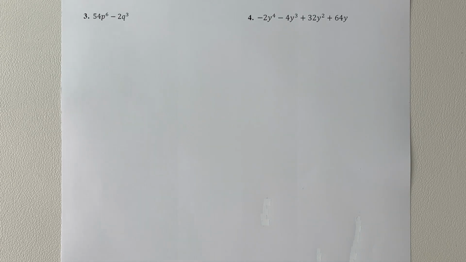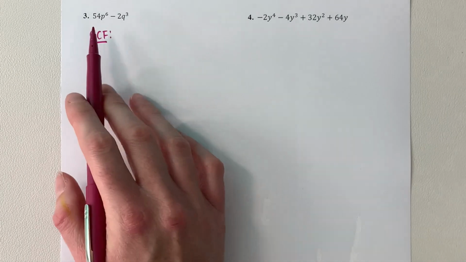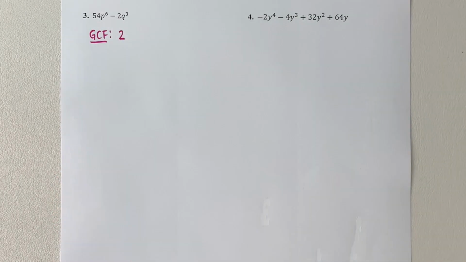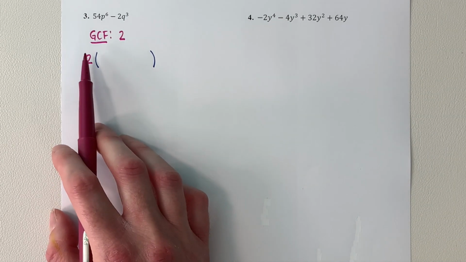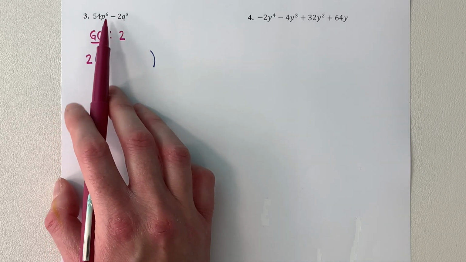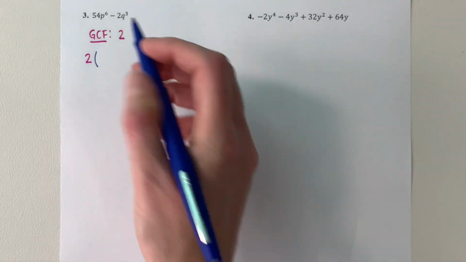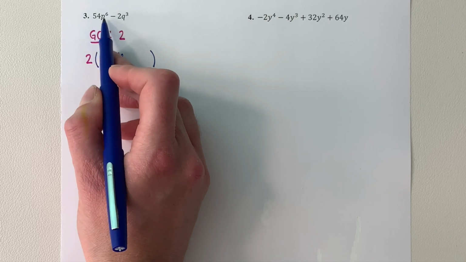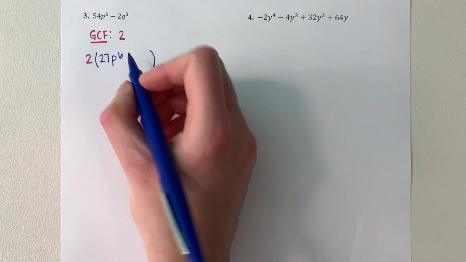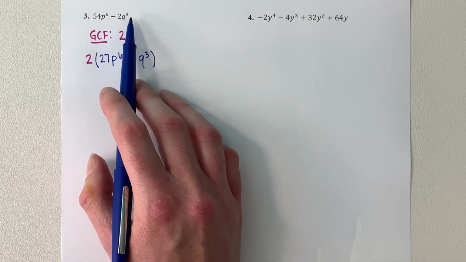The first step in any factoring problem is always to check for a greatest common factor. The greatest common factor here would be 2. So now we need to factor out the greatest common factor. We put the 2 outside of parentheses. Then we need to ask ourselves, 2 times what will give us 54p to the 6th? Well, 54 divided by 2 gives us 27. So 2 times 27p to the 6th will give us 54p to the 6th. Then 2 times negative q cubed will give us negative 2q cubed.